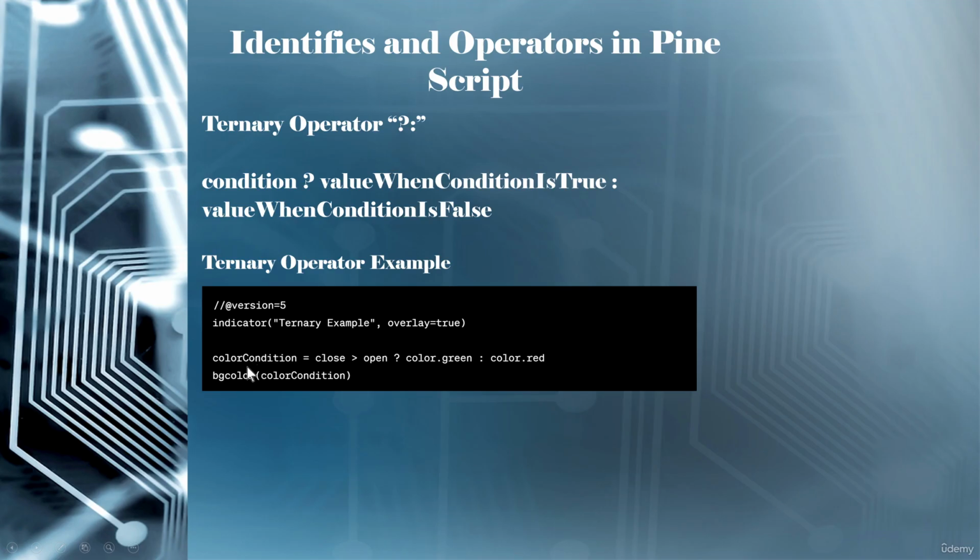In this example, we have a variable color condition and we assign to that variable the value of this expression. If close is greater than open, then this entire expression will be equal to color.green, and this color.green will be assigned to the color condition variable. If close is not bigger than open, then color.red will be assigned to the color condition variable. That's how the ternary operator works.